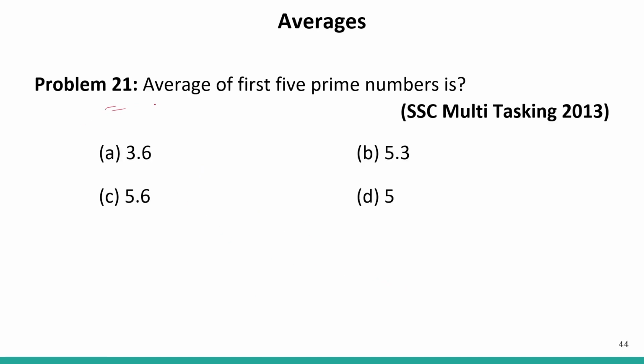So let's see problem number 21. The average of the first 5 prime numbers is what? The first prime number is 2, then 3, then 5, then 7, then 11, right? So these are the first 5 prime numbers.